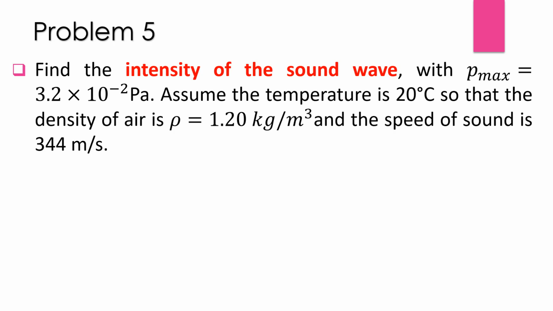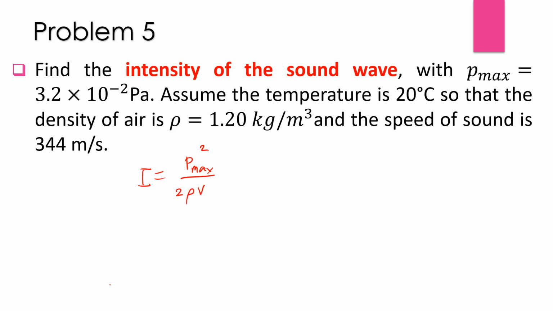Assume that the temperature is 20 degrees Celsius, so that the density of air is equal to 1.20 kilogram per meter cube, and the speed of sound is 344 meters per second. So what we need to find is the intensity. And intensity can be expressed in terms of Pmax, which is equal to Pmax squared over 2 times the density times the speed of sound.